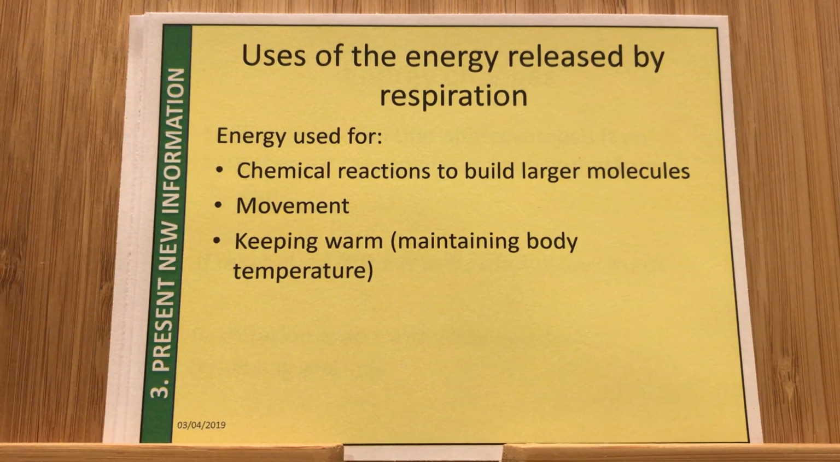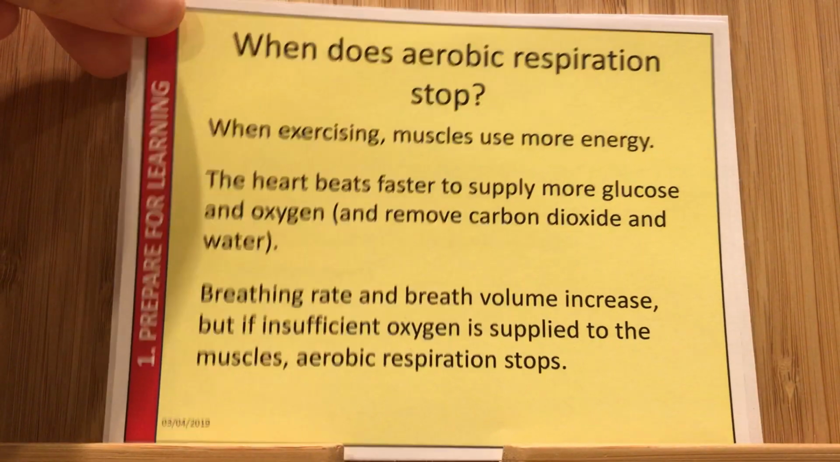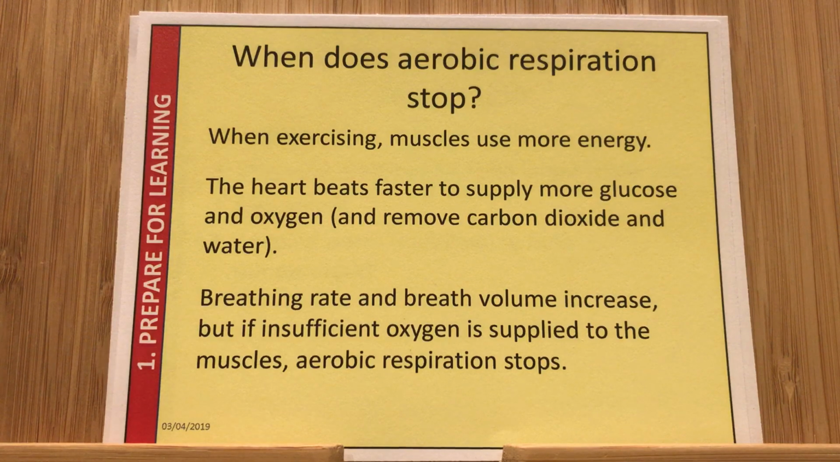So I mentioned at the beginning that if we're doing lots of exercise and our muscles are using energy, then because they're using more energy, the rate of respiration needs to go up, and sometimes we don't get enough oxygen there. So the next question is, when does aerobic respiration stop? Okay, so when muscles are exercising, they're using more energy. So because of that, initially, we don't go straight into anaerobic respiration as soon as we start exercising. Initially, our body tries to compensate.